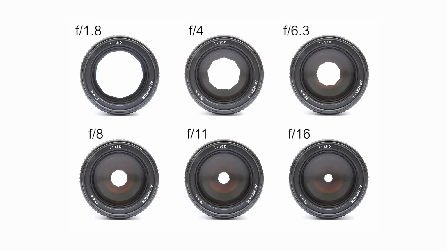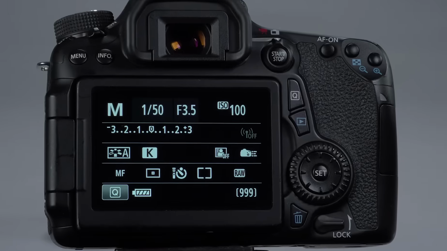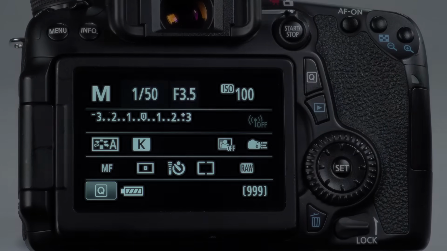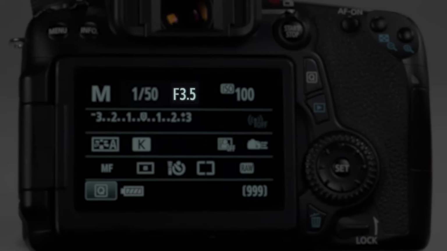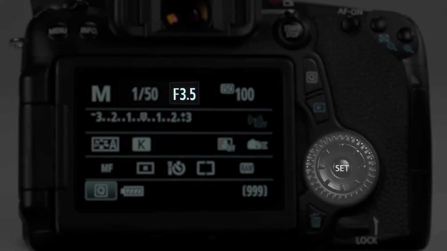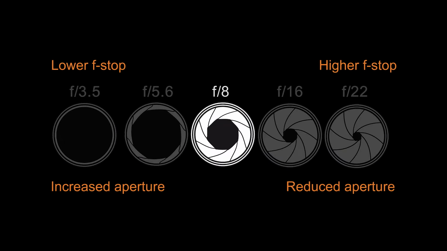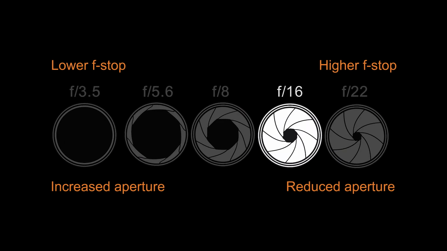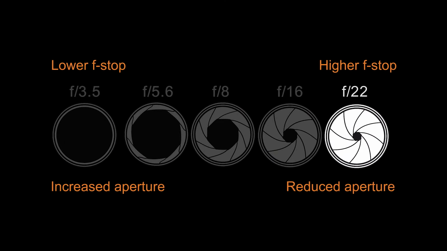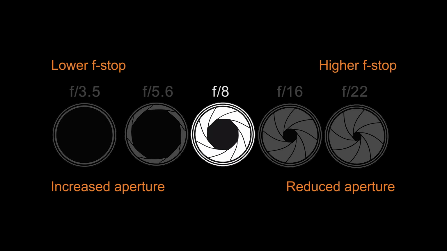Each change in the size of the hole is given a number, and these numbers are called f-stops. Depending on the camera, the aperture can be adjusted through the menu screen or by using a dedicated aperture dial or button on the camera body. Increasing or decreasing the f-stops will determine the size of the aperture hole. For example, increasing the f-stop reduces the aperture, and decreasing the f-stop increases the aperture.